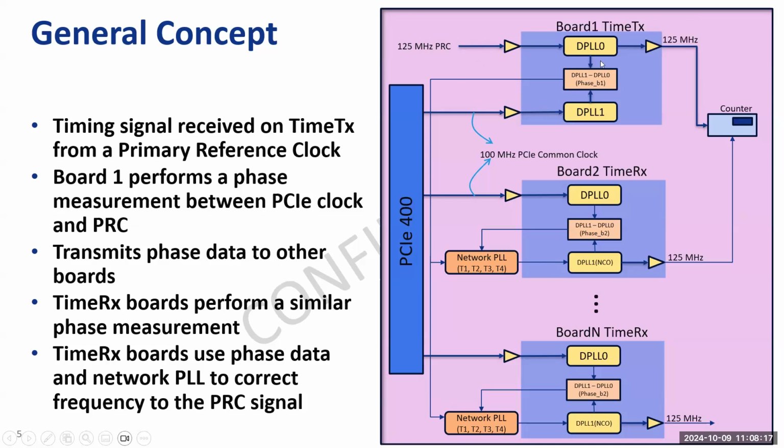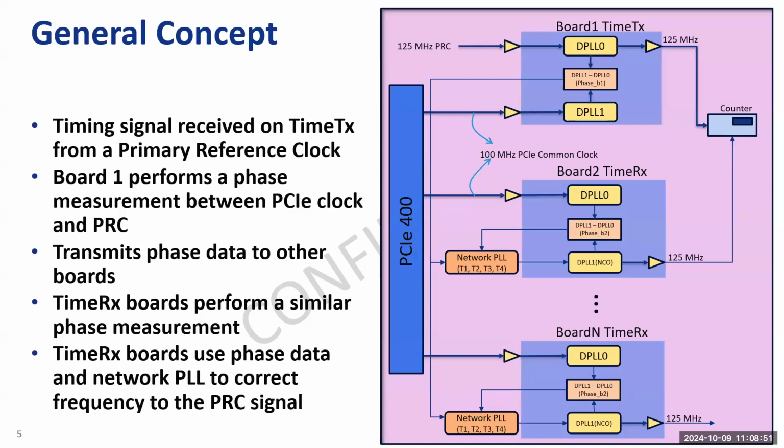So the time transmitting board would receive that input signal from the primary reference, and it would measure the phase between the primary reference and the PCIe clock that is common to the other cards. And then we would send that phase measurement to each of the other cards, which can then be used to synchronize their outputs to that primary reference.